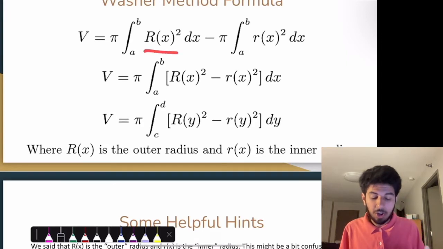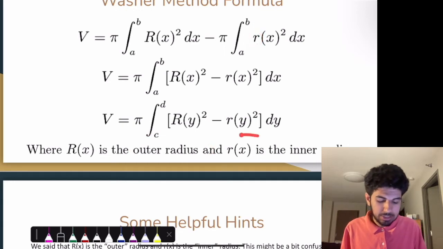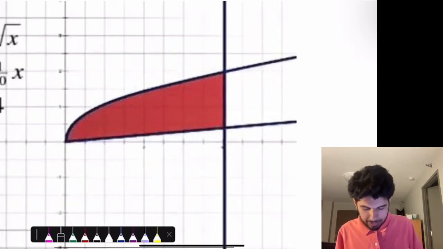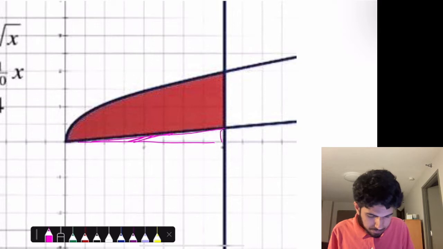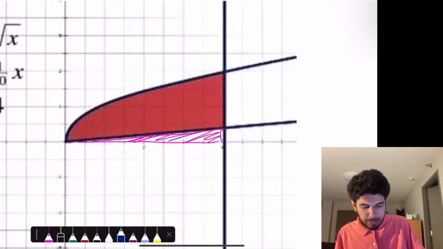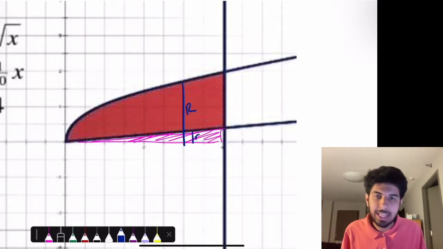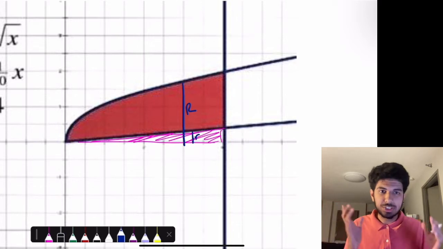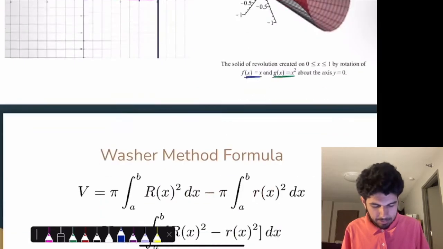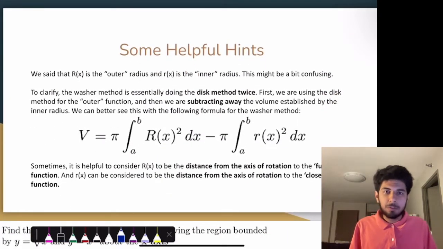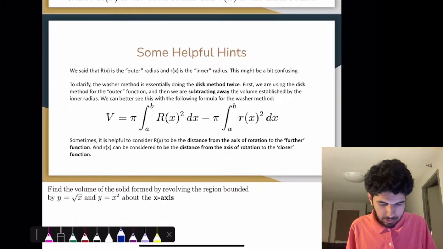And here, capital R of x will denote the outer radius, and little r of x will be the inner radius. So if we go back to this example and I add back in this region, except this time I'll color it pink, capital R would be something like this, but little r would be something like that, right? Because capital R is the larger disk method thing. When we add in that volume, little r is what we're subtracting out, in a sense. So we'll talk about some helpful hints because this might be a little bit confusing. Hopefully this is all visible.